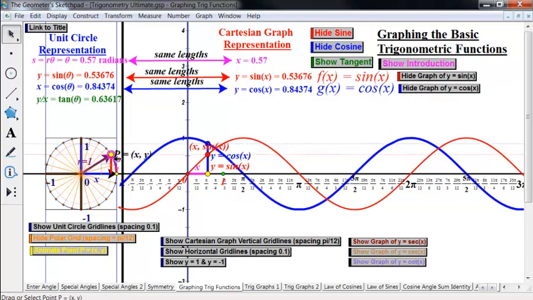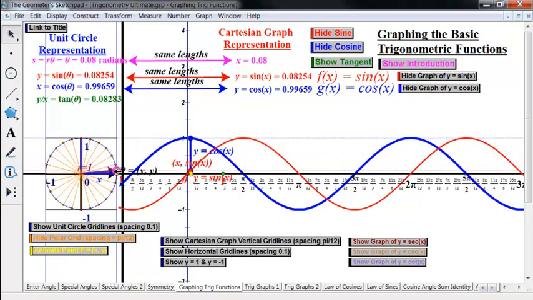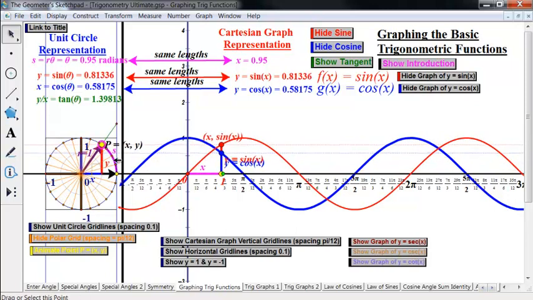the input again is the x value here, which is this pink arc length, which is the same as this x value here. So over here, in the unit circle, it's an angle. In the Cartesian graph, it is an x value. The x value over here, this point P, is the y value on the cosine graph, the blue graph, and the y value over here on this one is the y value on the sine graph.